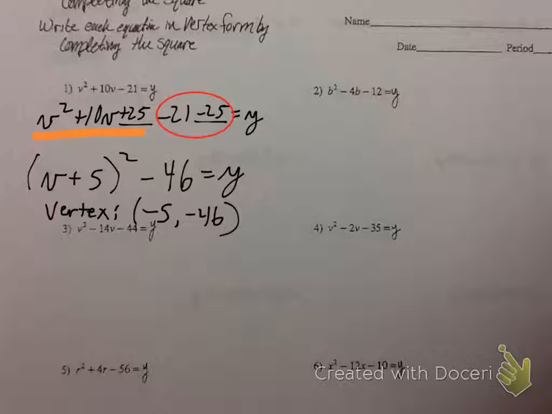Did you guys hear that? To get the x of that vertex, you just do the opposite sign of what's inside the parentheses. You just look at that and change the sign. No other solving. That is the part most people forget, they forget they have to change the sign, and that's why we're doing a bunch of them today.